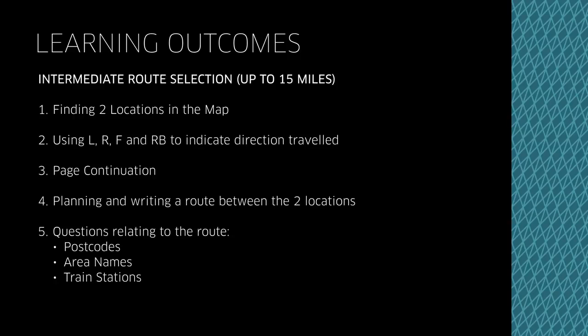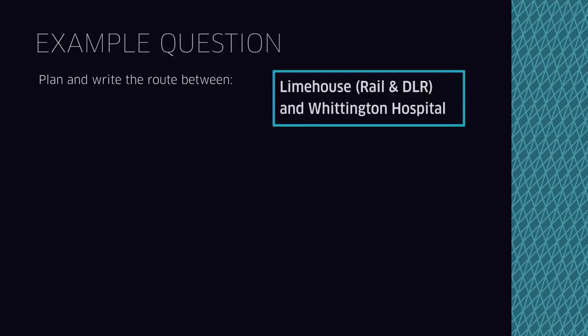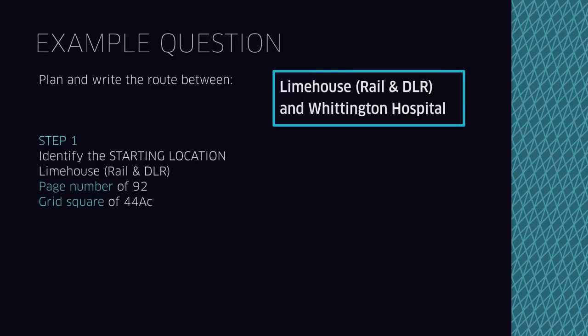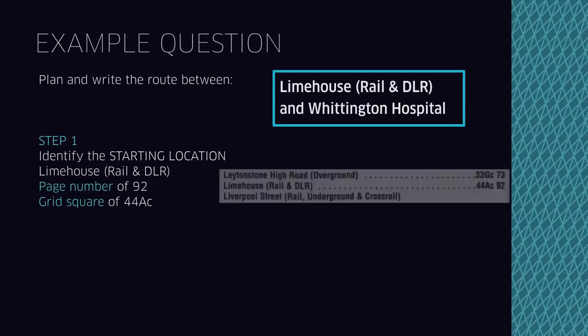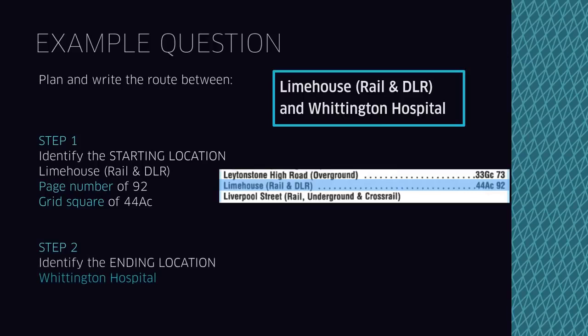Module 3 example question. Planning and writing a route between Limehouse Rail and DLR and Whittington Hospital. Step 1. Turn to the index to find our starting point, Limehouse Rail and DLR. In this example, our starting point is a train station, so this will be listed in the train station section of the index, listed on page 431. Once we have these details, write down the page number and the grid square reference. So, page 92 and the grid square reference of 44AC.